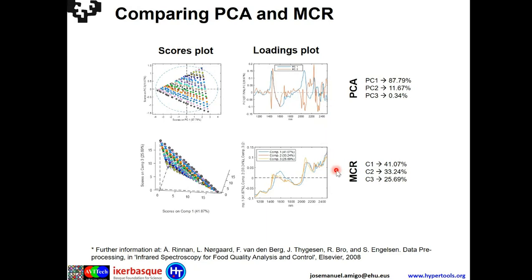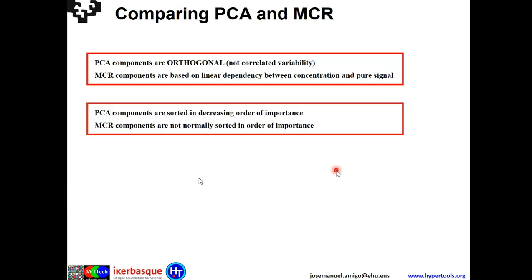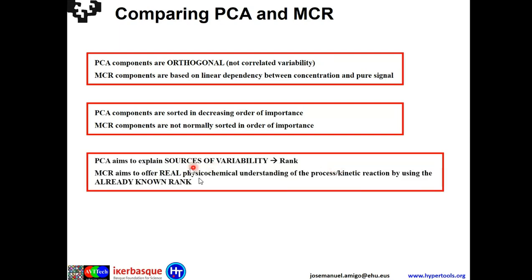As you already know, PCA constrains the components to be orthogonal, and MCR is based on linear dependencies between concentrations and pure signals. This is one of the main differences. Then, principal components are normally sorted in decreasing order of importance. In MCR, this is not the case. And the most important thing is that with PCA, what we do is to explain or visualize different sources of variability or variance we have in our data. And with MCR, we aim at offering real physicochemical understanding of the process that we are measuring.